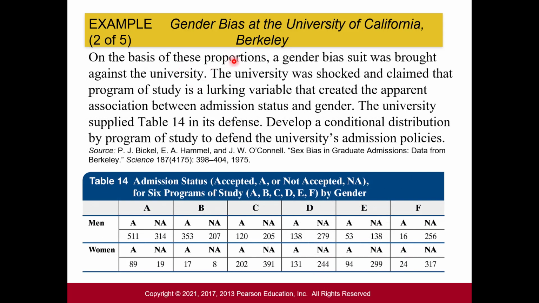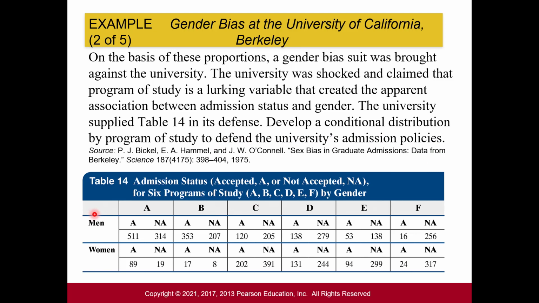On the basis of these proportions, a gender bias suit was brought against the university. The university was shocked and claimed that program of study is a lurking variable that created the apparent association between admission status and gender. Remember we talked about lurking variables: a variable that's not accounted for in the study, but that could affect the results. So the university supplied the following table in its defense. We're going to develop a conditional distribution by program of study to defend the university's admission policies.